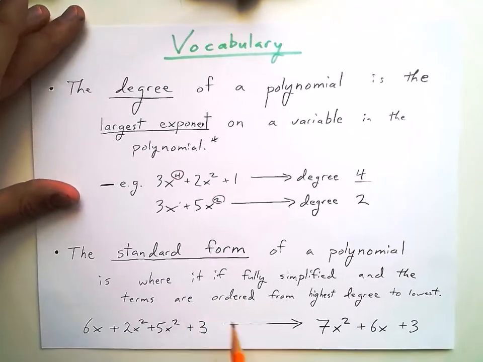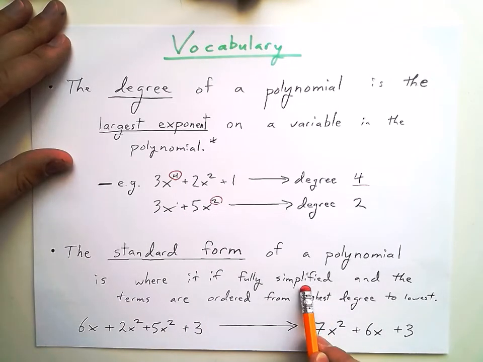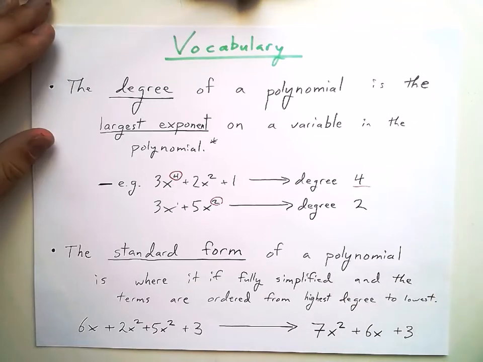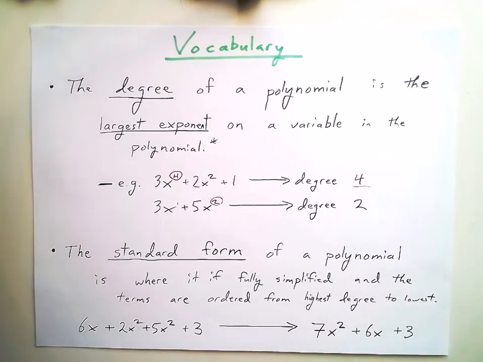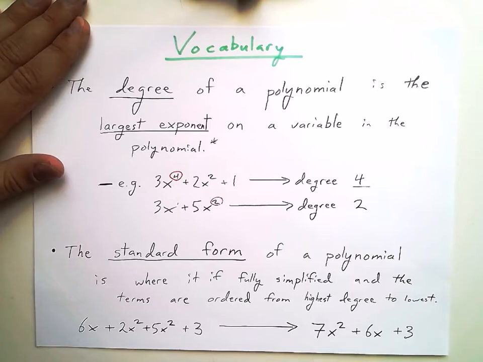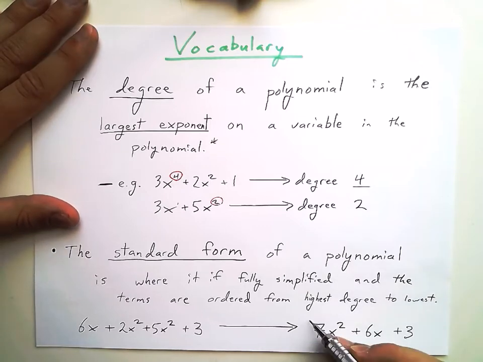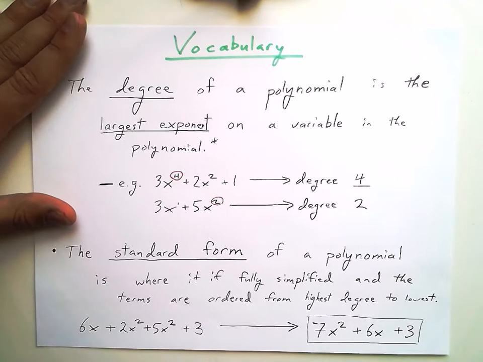Okay, standard form is when you simplify it as much as you can. So add any terms together that can be combined. All the like terms are combined together, and then you put it in order from the highest degree to the lowest degree. So this is the standard form of that, because the x squareds we combined together, and then we put it highest power down to the lowest power on the variable.